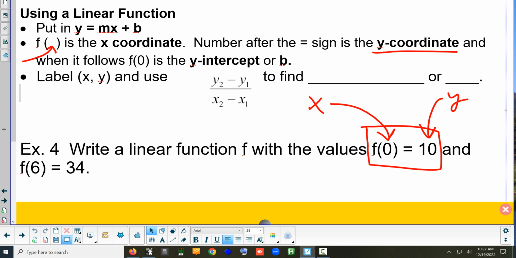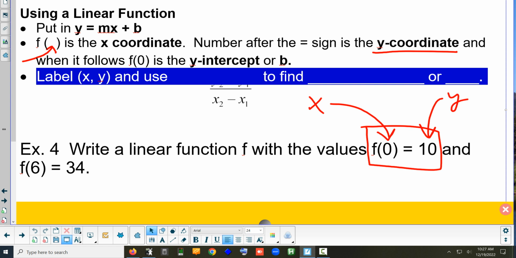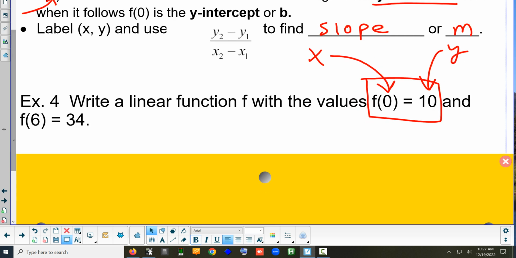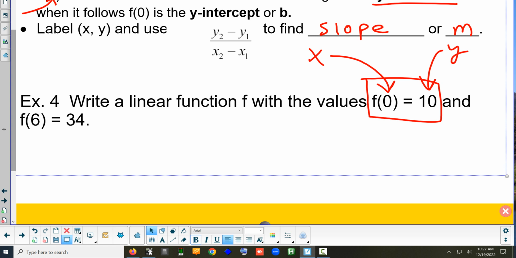What does this formula calculate for us? It gives us the slope. Forgot to write that in. Or, what letter is the slope? M. Alright, so we're only going to do one of these because it's exactly the same as the last one.